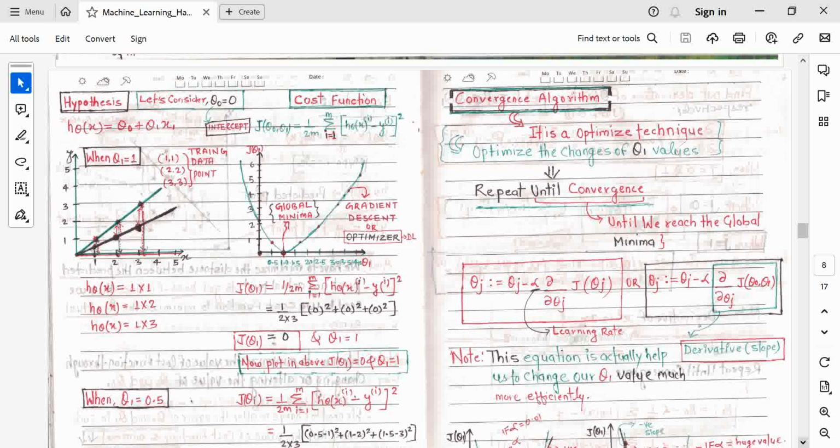If we plot these values in this graph, with J of theta on the y-axis, and we put these values over here, this is the global minimum. And this line is called gradient descent, or the optimizer, in deep learning.